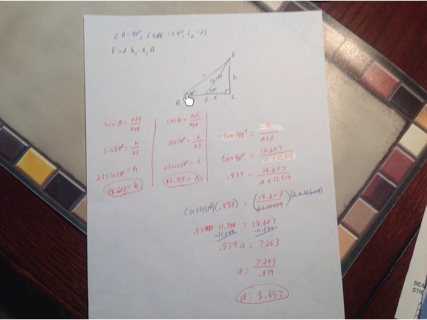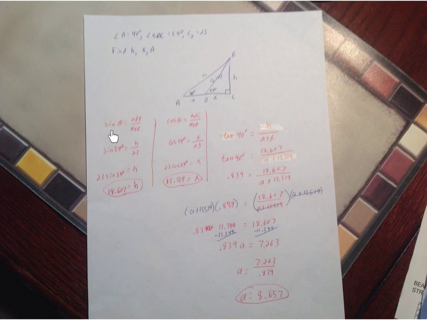They give us angle A is 40, this angle BDC is 54, and they give us C sub 2 is 23. They ask for H, X, and A. They don't ask for C1. So there's three parts to it.